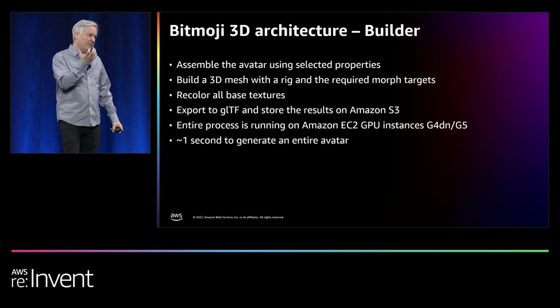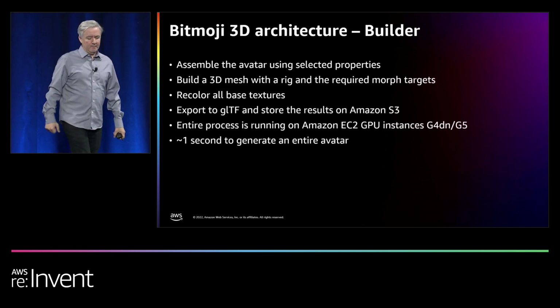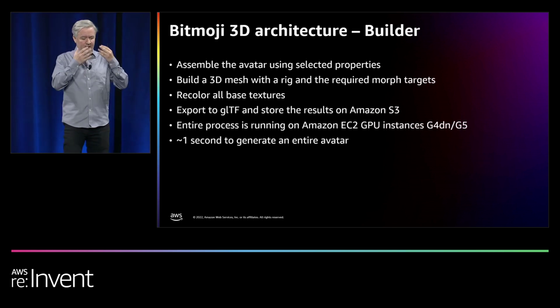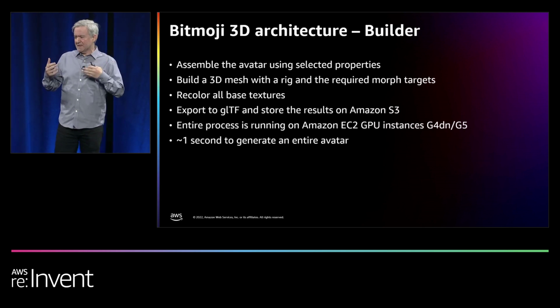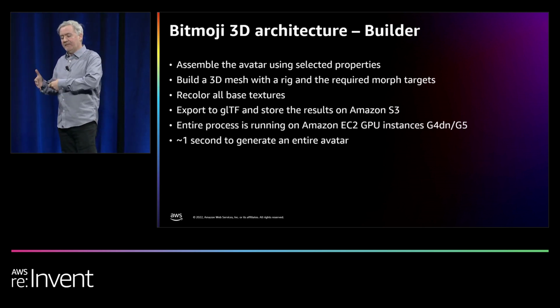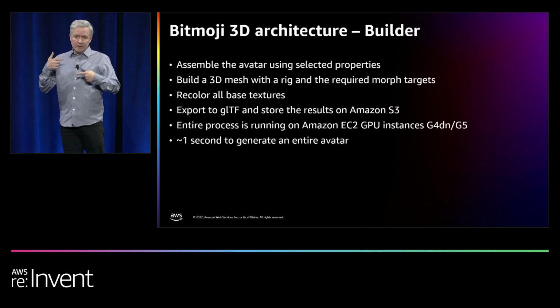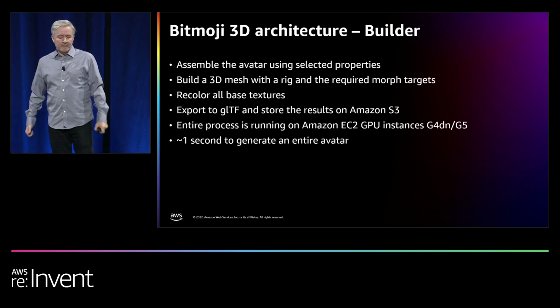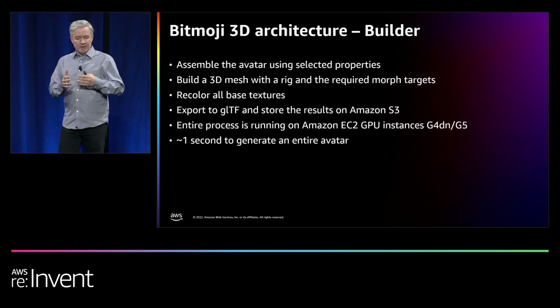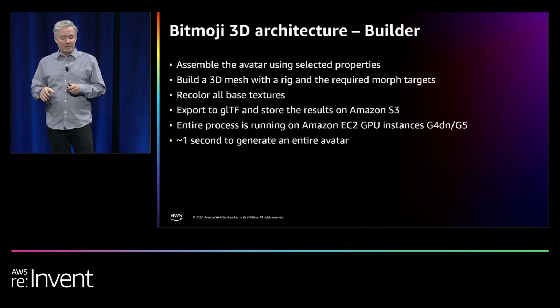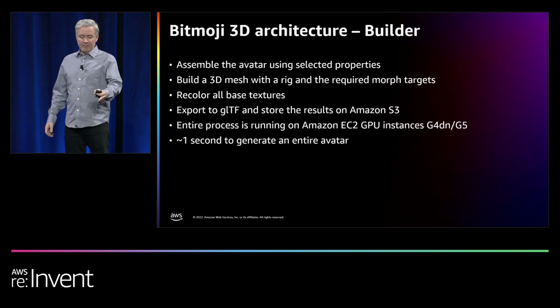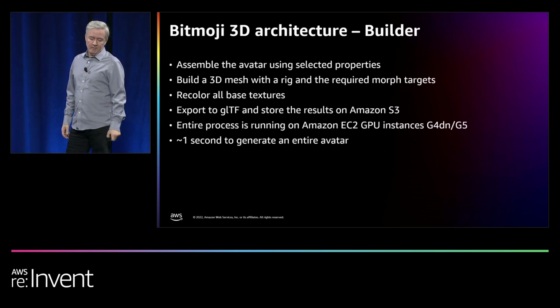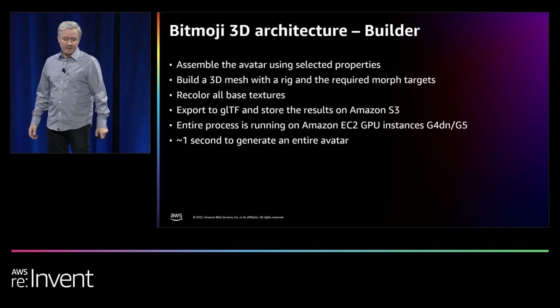Also, we have base textures that were created to represent the avatar, like the face or everything. This is shared by all avatars, but since each avatar might have its own specific color tone, we need to recolor this texture, so we also use GPUs to do that for us. We assemble everything together, we export it as a GLTF, and we store it on Amazon S3. So like I said before, we have almost 1 billion of these already stored there.